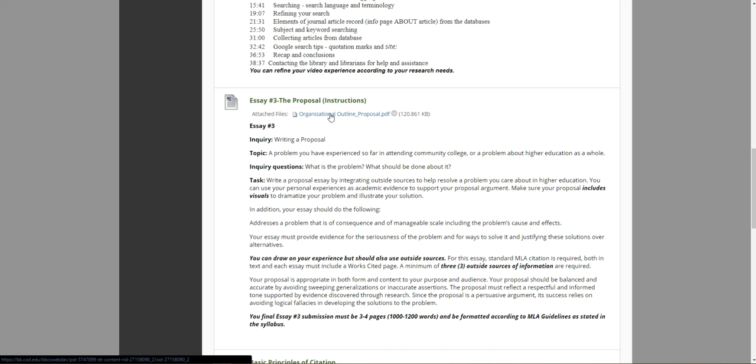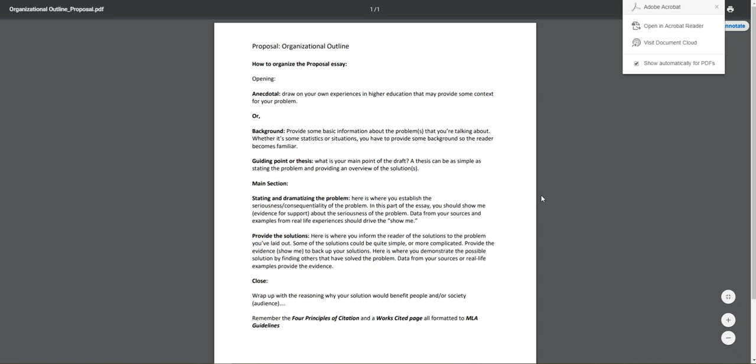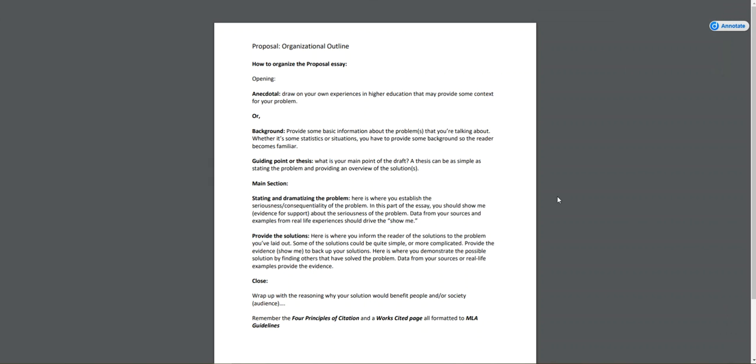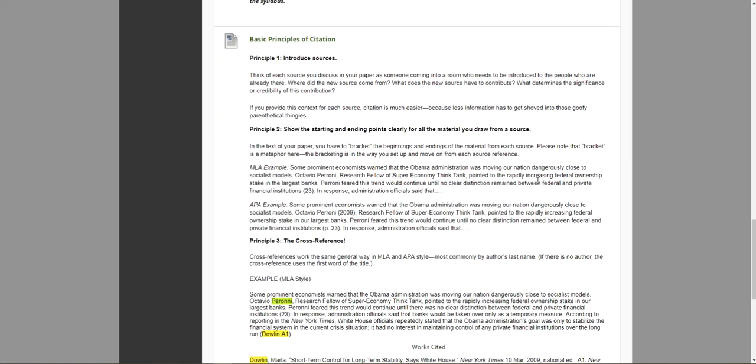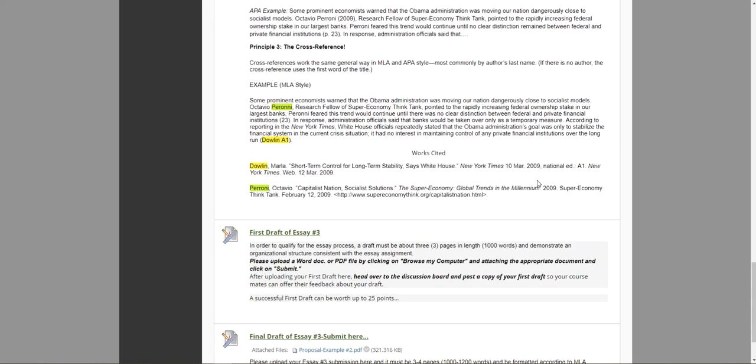Also, in the instructions itself in the course unit, I have added a handout, an organizational outline. You might want to draw your attention to this. I will talk about the structure of the essay in next week's screencast video, right before we start drafting for essay 3, and also please review the principles of citation.